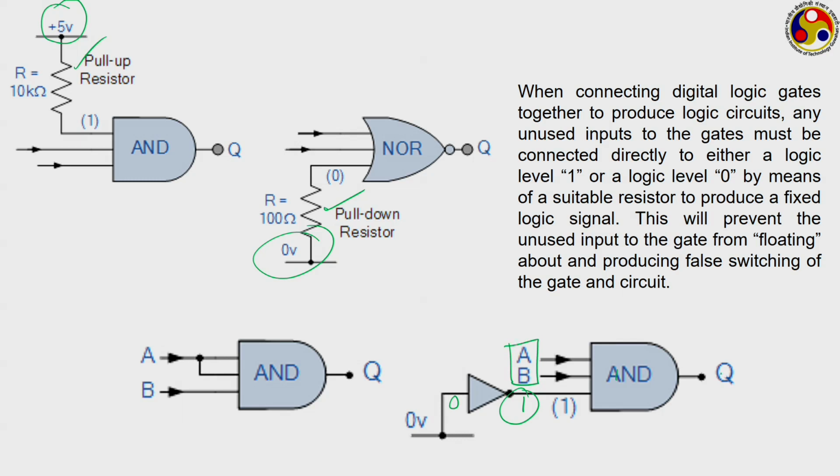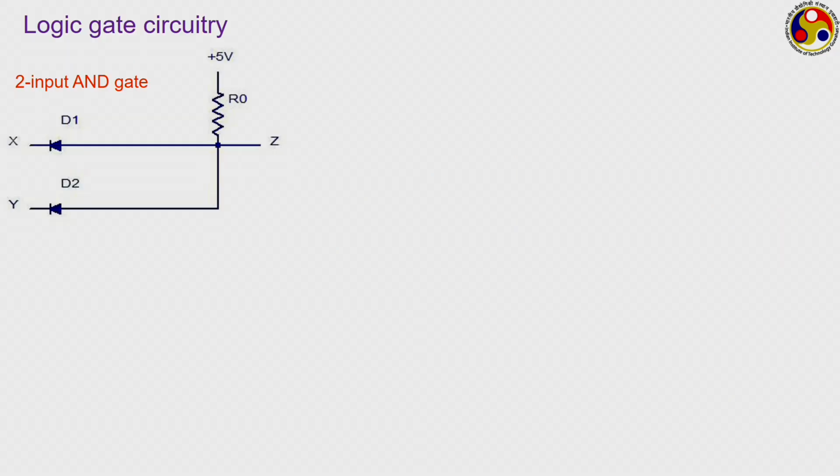Thereby you are never expected to get any random output on this side. This is the way we use the pull up or pull down resistor. Now how are we doing all this operation, exactly what do you have inside this logic gate?